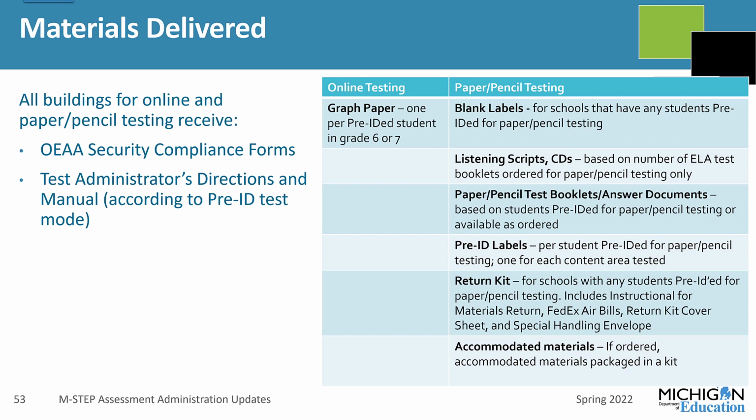Return kits are now only sent to schools that have students pre-ID'd for paper pencil testing. If you had no students pre-ID'd for paper pencil testing during the initial material order window, but subsequently ordered paper pencil materials during the additional material order window, you will be sent the return kit with your additional material order. Finally, any schools that ordered any accommodated materials will receive those according to the materials ordered.